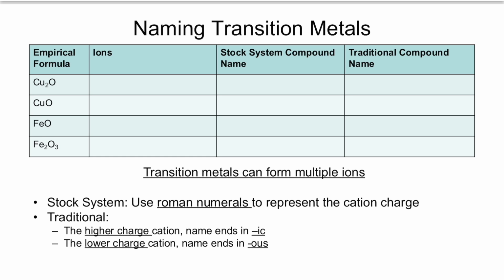So Cu2O, I know that it's going to be copper. I'm going to need some Roman numerals to represent copper's charge. And then O is going to be oxide. So to figure out what the charge on copper is, we have to use the ratio of the ions and the charge of the anion. So according to our formula, we have 2 copper ions present, and we have 1 oxide ion.